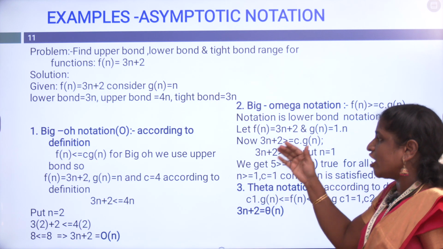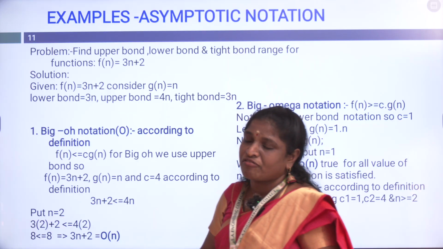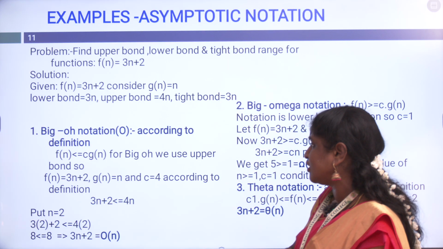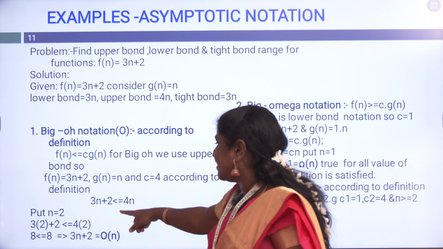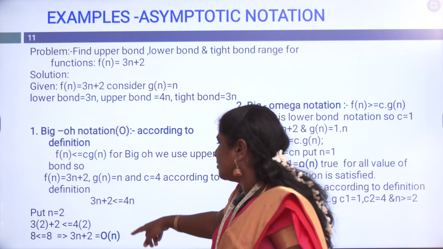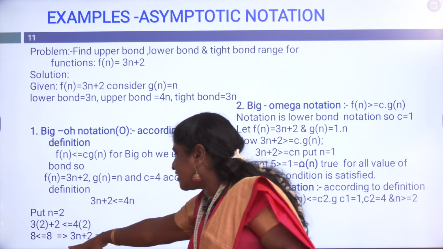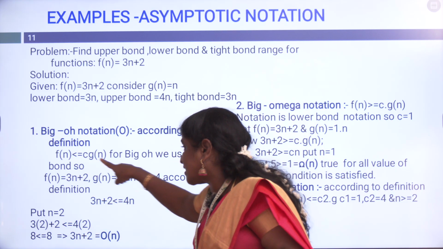Okay, so according to the definition, f of n should be less than or equal to c g of n. So here we are assigning c is equal to 4, that is the upper bound value. Now calculating, if you assign n is equal to 2 and c is equal to 4, then we get the condition 8 less than or equal to 8, which satisfies this condition.